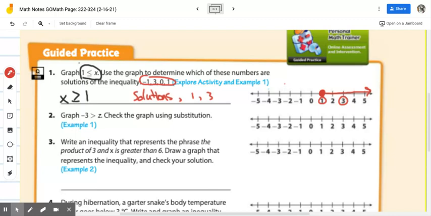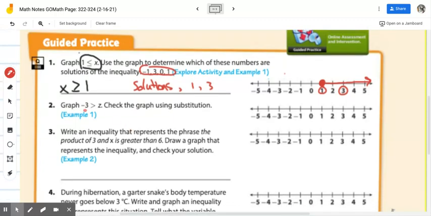So the next one, number 2, it says graph negative 3 is greater than z. Check the graph using substitution. So I'm going to rewrite this again. This is just me. Maybe others can see this better and they don't need to do this, but I like to write the variable on the left side. So I'm going to rewrite this as z is less than negative 3. And then I'm going to graph it on the number line. So I'm going to find negative 3 on the number line. There it is. z does not also equal negative 3. It's just less than it. So I'm going to give it an open circle on the negative 3, and draw to the left.